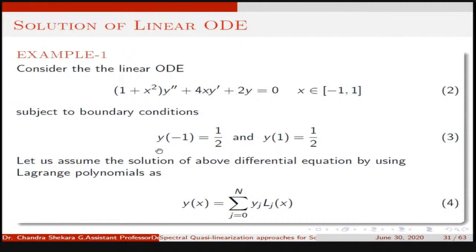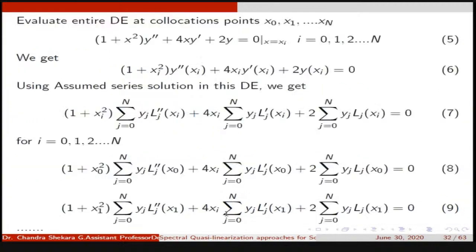So we can directly assume the solution of this differential equation by using Lagrange's polynomials as basis functions. You observe that the yj's become just constants. So the y value at x naught, the y value at x1, and so on become just constants. You assume the solution of this differential equation by using Lagrange's polynomials as basis functions as given in this equation. Then the next step is you collocate the entire domain. You discretize the domain minus 1 to 1 by using the collocation points x naught, x1, x2, and so on up to xn.